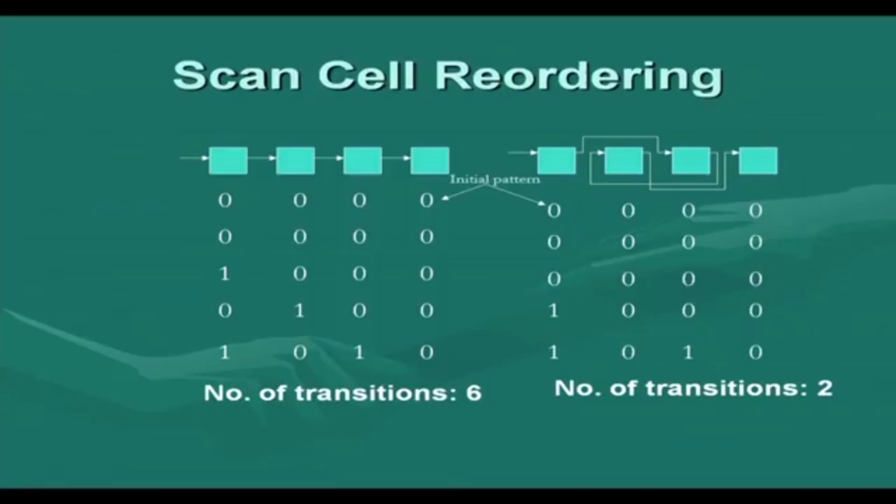Another possibility of transition reduction during scan shifting is by scan cell reordering. Suppose we have a 4 cell scan chain where these are the scan chain cells. Now, we finally want this particular test pattern, 1 0 1 0, to be shifted. Initially all flip flops are reset, so it is 0 0 0 0, then this 0 is shifted.